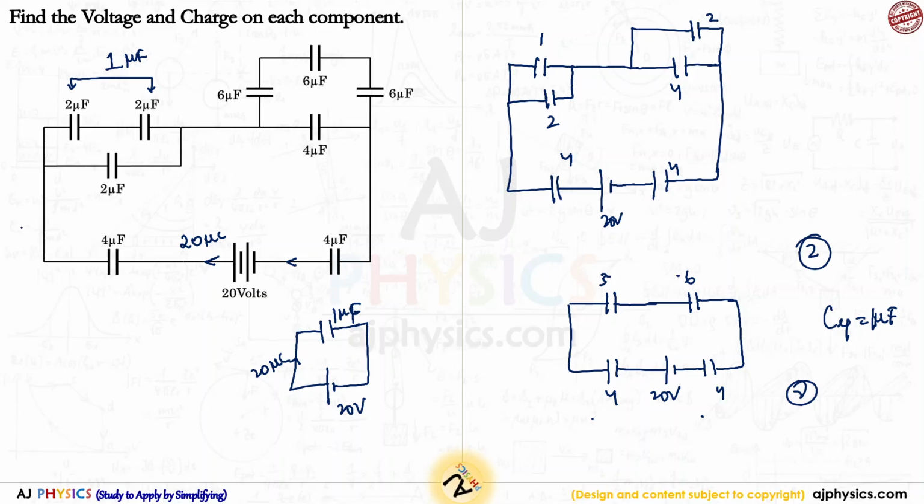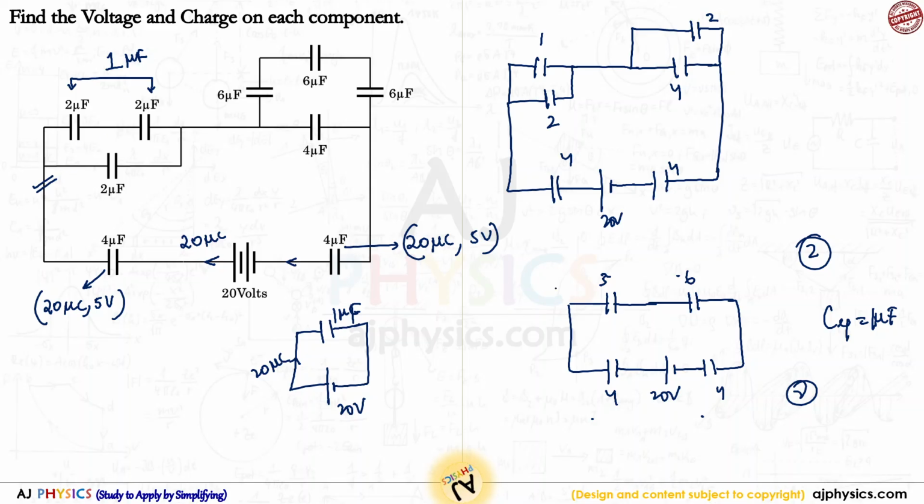Let us see which are the easy ones. So this one is directly solved. This is 20 microcoulombs charge and the voltage will be 20 divided by 4. That would be 5 volt. This could be easily done. The same 20 microcoulomb charge and this is 5 volts. Let's get to the other circuits now. Let's get to this one.